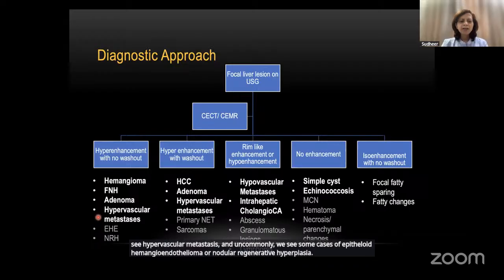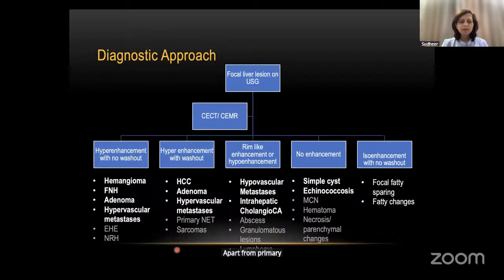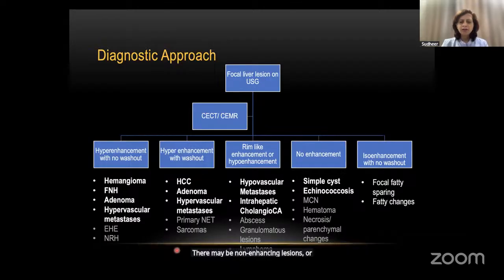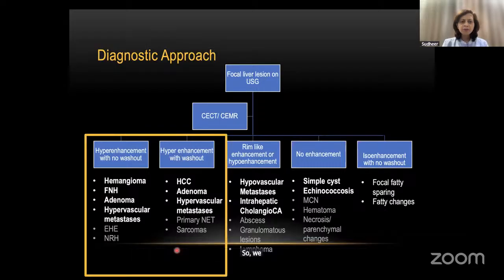There may be hyper-enhancing lesions with washout. There is some overlap between the first and second categories in the form of adenoma and hypervascular metastasis. HCC is a very important lesion in this category, apart from primary NET and sarcomas. Then there may be rim-enhancing or hypo-enhancing lesions, especially hypovascular metastasis, cholangiocarcinoma, abscess, granuloma, or lymphoma. There may be non-enhancing lesions, or there may be iso-enhancing lesions. We'll see some representative cases of these categories one by one.